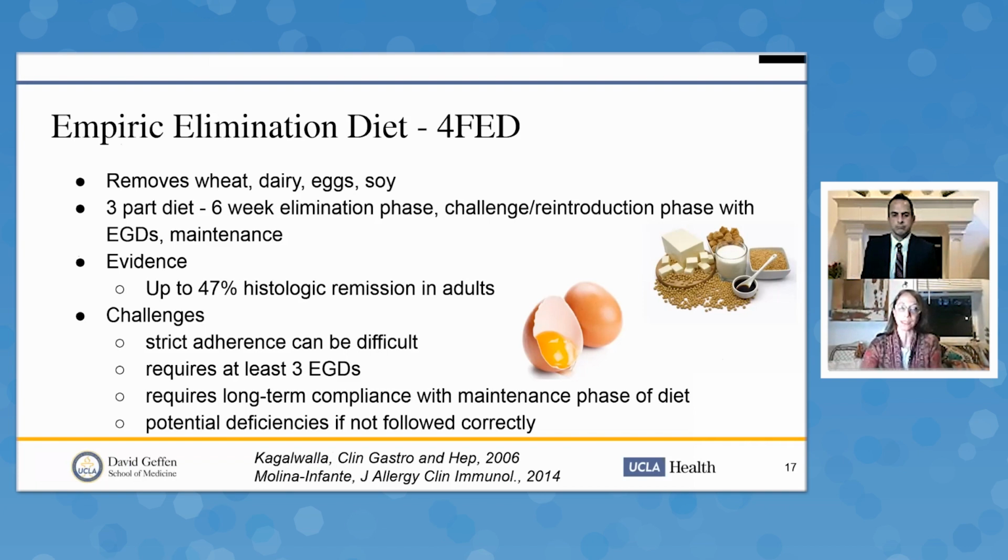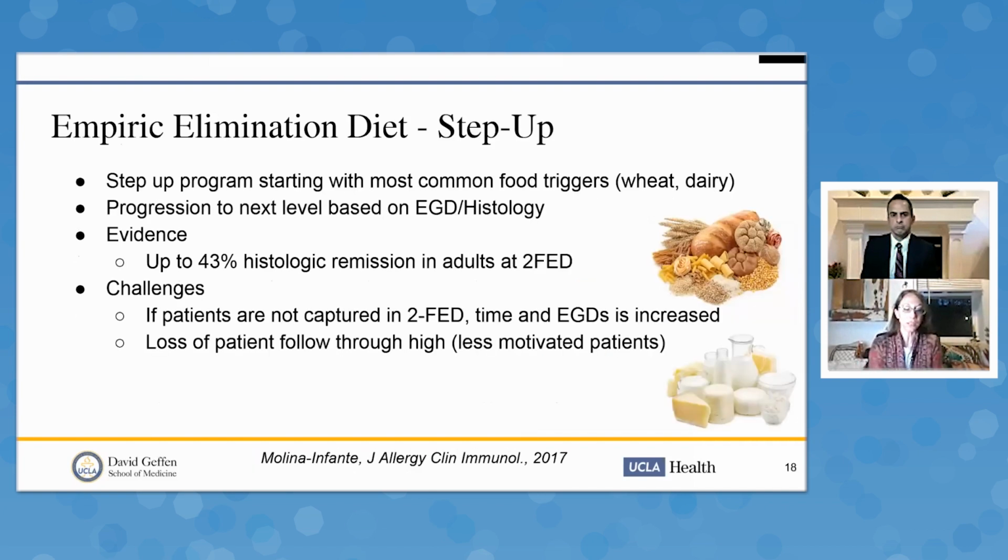And so this is what ends up being called a step-up approach. And I'm going to show you that in just a second. But really quickly, the challenges are basically the same. We're still asking a patient to adhere to a strict diet. There are still several endoscopies, though less, that they have to be willing to comply with. And then there will be a follow-up diet that will need to be followed long-term in order for them to continue to have remission of their disease. And so this is where we're at in terms of empiric elimination diets, is this step-up approach.